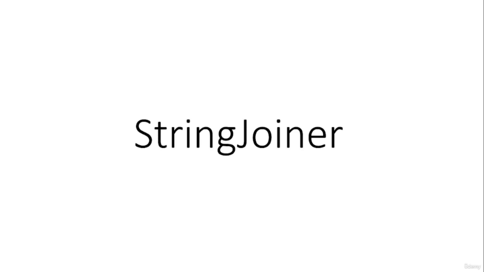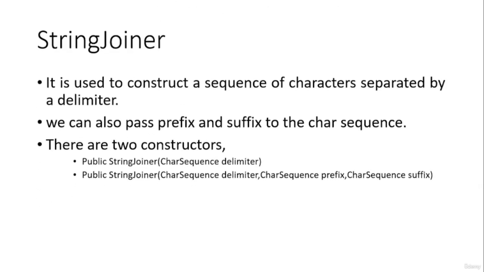Now in this lecture we are going to discuss the StringJoiner class. It is a class available in Java. It was introduced later, so it was not available in the initial versions. The StringJoiner is used to join string values. If you have a delimiter and you want to separate each value in the string with it, then you can use the StringJoiner class.